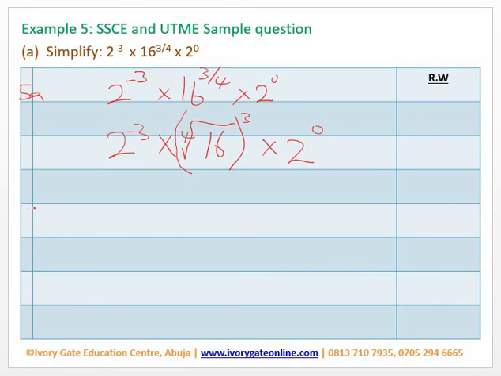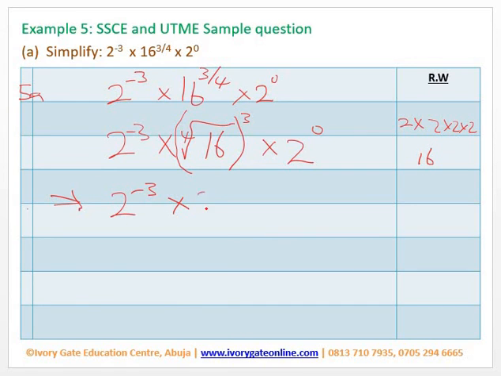Okay, so this gives us 2 raised to power minus 3 times 4th root of 16, which means what we multiply itself 4 times to give us 16. And 2 it is. 2 times 2 times 2 times 2. Here we have 2 times 2 is 4, times 2 is 8, times 2 is 16.